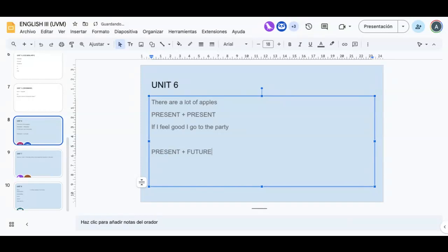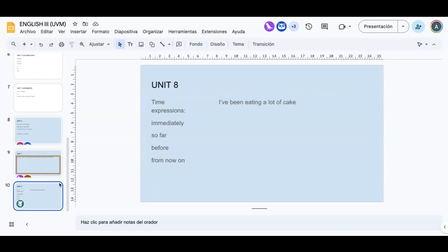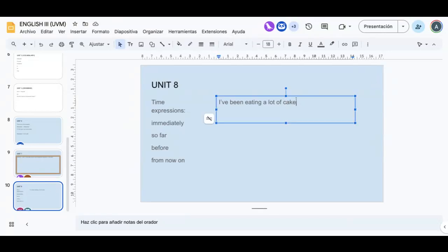Do you remember what is the difference between both structures? I've been eating a lot of cake. Okay, I've been eating a lot of cake. Exactly. This is present perfect continuous. And present perfect, what is the difference? For example, in this case, if someone wants to speak, you can also open your microphone if you want. For example, what is the difference between I've been eating a lot of cake and I've eaten a piece of cake? What is the difference between the present perfect continuous and the present perfect?